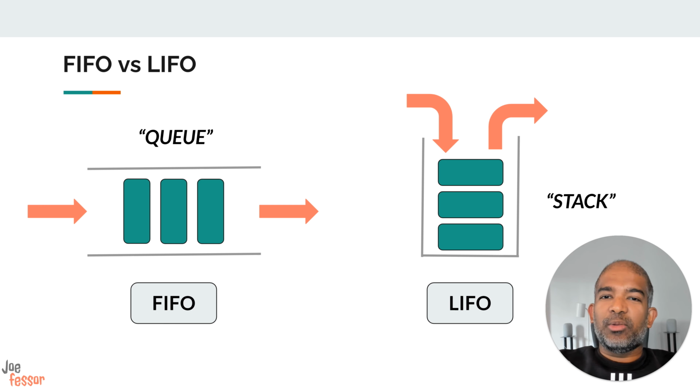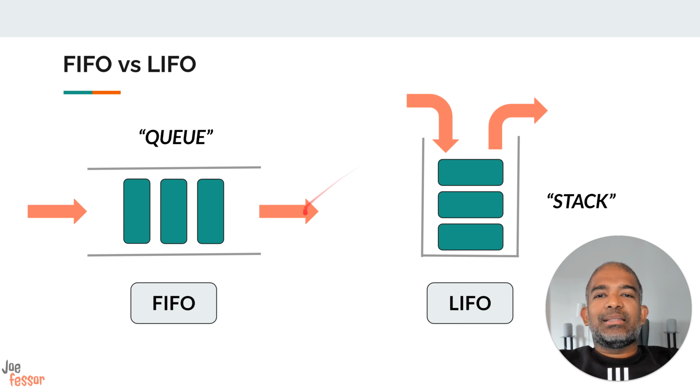Under FIFO valuation, we are going to assume that the products that were produced first were always the ones that were sold first. Moving on to LIFO valuation, LIFO mirrors something like a stack. A stack can be used to visually represent LIFO valuation. It's something like a stack of plates.